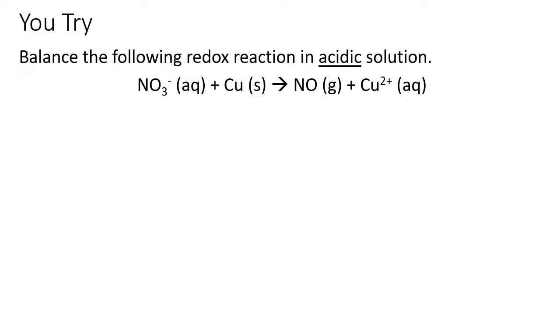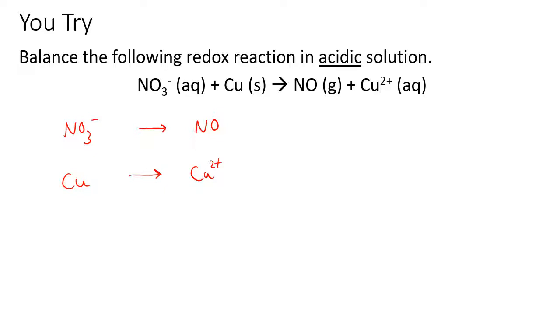Balance the following redox reaction in acidic solution. Breaking this up into our two half reactions, we're going to have the nitrate anion, NO3 minus, forming nitrogen monoxide, NO, and our second half reaction is copper forming copper 2+ ions.